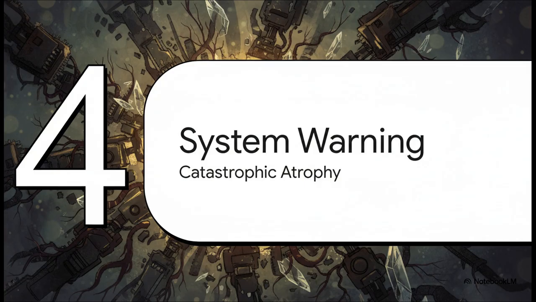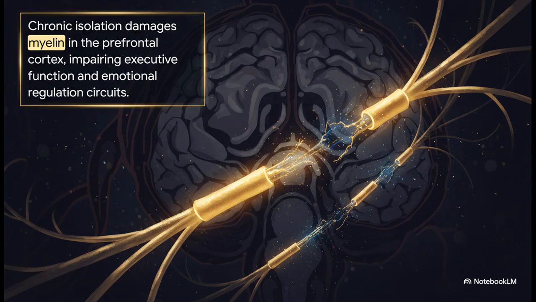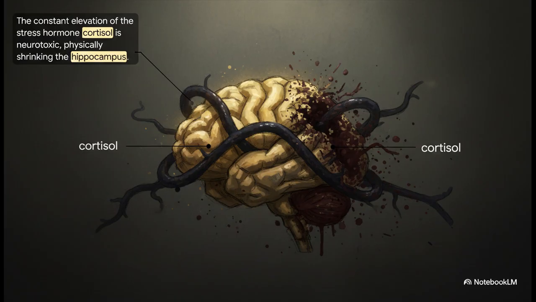And chronic operation of this corrupted avoidance software is not benign. It leads to measurable and potentially irreversible neurological degradation and catastrophic system failure. First, myelin degradation. Research links chronic social isolation directly to damaged myelin, that's the white matter insulation, in the prefrontal cortex. This impairs signal transmission. It degrades executive function and the very emotional regulation circuits you'd need to override the fear response. Second, hippocampal atrophy. The constant elevation of cortisol from the HPA axis threat response, it's neurotoxic. It physically shrinks the hippocampus, the brain region critical for memory and for contextual processing. This just creates a terrifying feedback loop of fear.